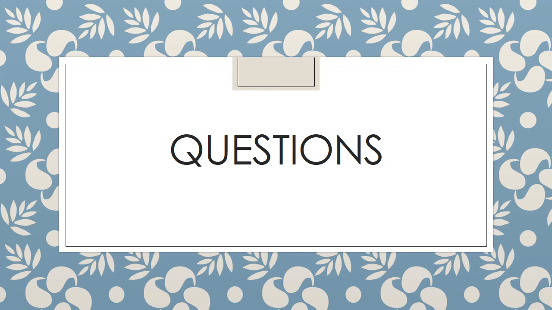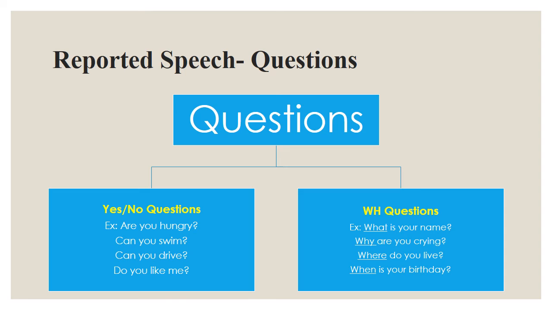We'll go to the questions. Let's see how to convert questions in direct speech into reported speech. Questions. When it comes to questions, there are two main types. Yes/no questions and WH questions. Before we convert direct questions, direct speech into indirect speech, we have to consider whether the particular statement or the question is a yes/no question or a WH question.